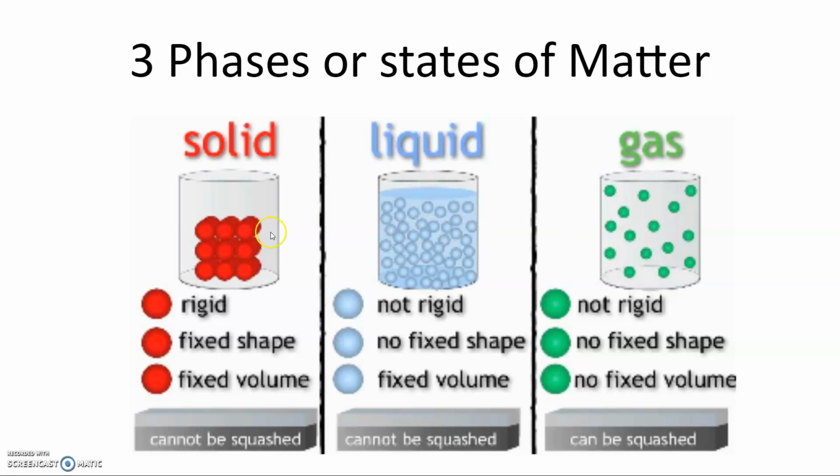All right, so when you're drawing your particle diagrams, be sure to use at least 4 circles in each example, solid, liquid, and gas, and make sure that you are drawing the solid close together and uniformly, the liquids close together but randomly, and the gases far apart, occupying the entire container and also randomly.